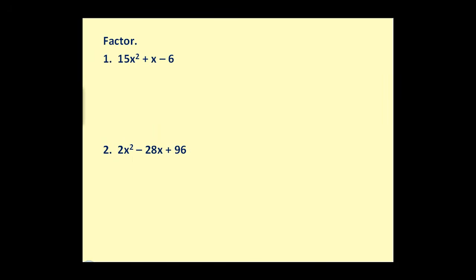Let's try a couple more of these. Don't forget though, whenever we factor, we should always look for a common factor first. There isn't one here, so we will multiply a times c. 15 times negative 6 will equal negative 90. So we write this problem as x squared plus x minus 90. And we factor this as we normally do.